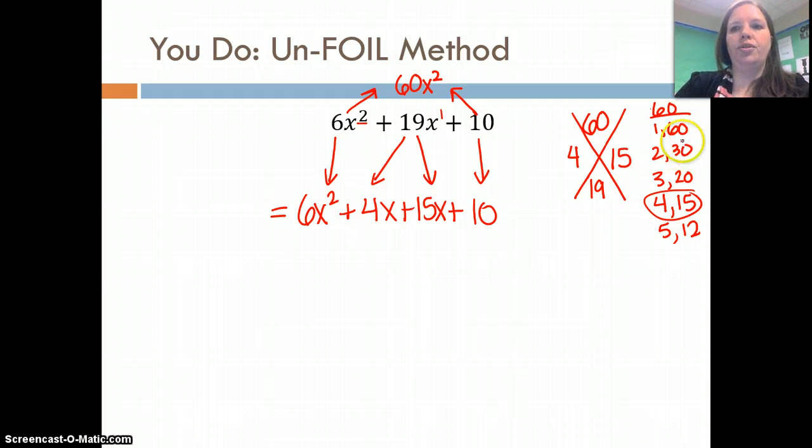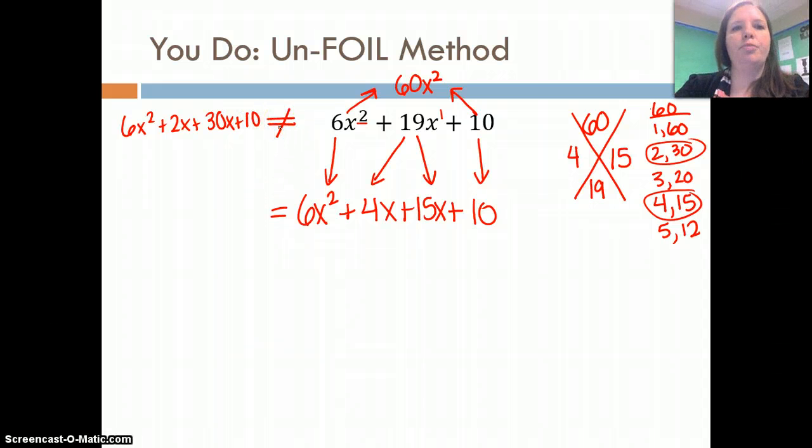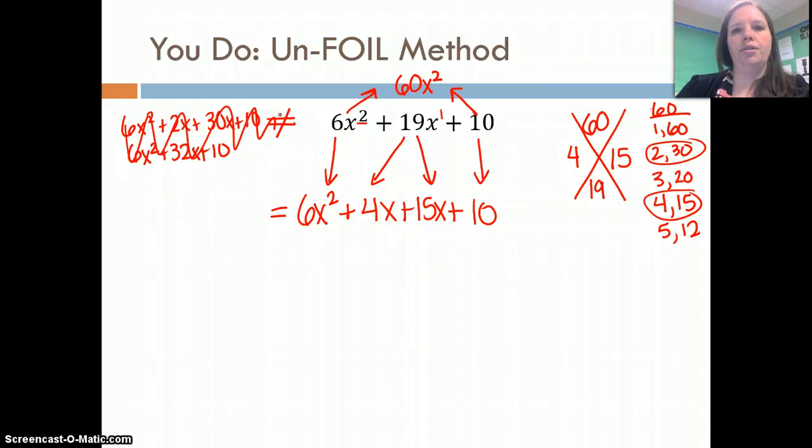If I choose 2 and 30 here, it's not that this isn't going to factor, but I'm working on a completely different problem because 6x squared plus 2x plus 30x plus 10 does not equal this problem I started out with. This is 6x squared plus 32x plus 10 that I'm factoring. So you want to make sure that you've got the equality from your first line to your second line. So we don't want to include that.